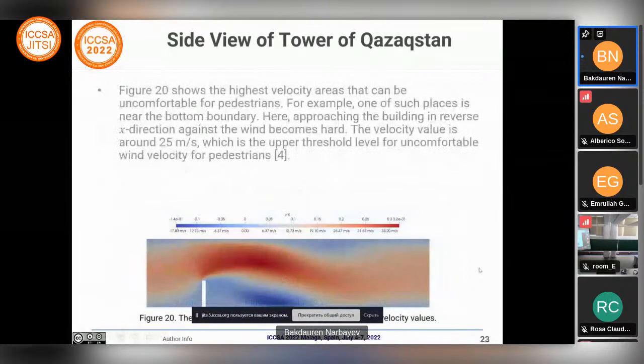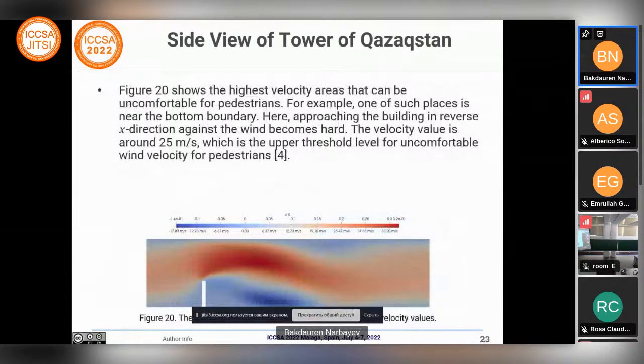Figure 20 shows the same results, but only for the X component. Look at the dark red spots towards the bottom boundary. Here, approaching the building in the reverse X direction against the wind becomes very hard because the velocity values belong to the uncomfortable and exceeded categories.